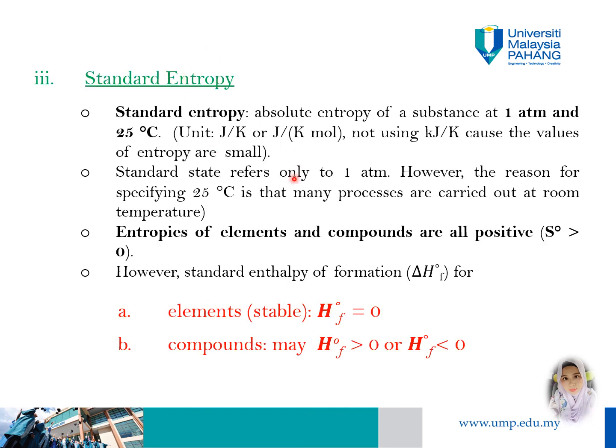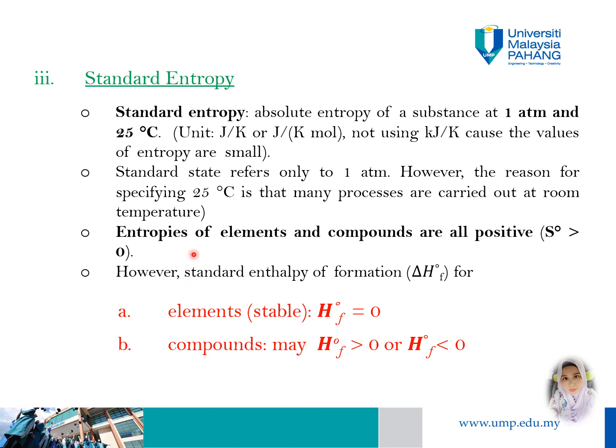Standard entropy is the absolute entropy of a substance at 1 atm and 25 degrees Celsius. Entropy is expressed in J per K or J per K mole. We use joules rather than kilojoules because the entropy values are quite small. Standard state refers only to 1 atm. However, we specify 25 degrees Celsius because many processes are carried out at room temperature.